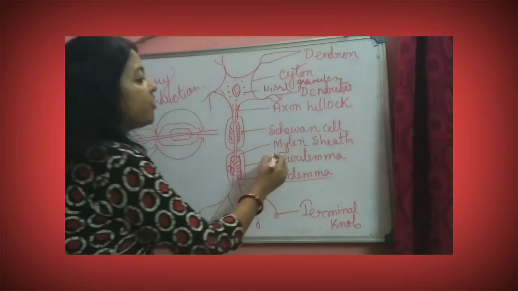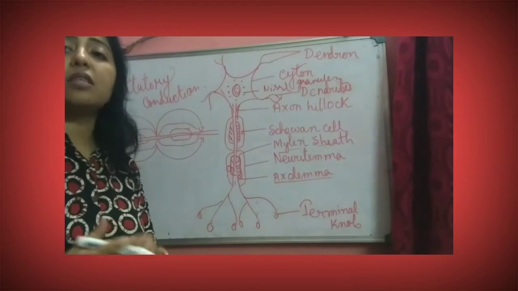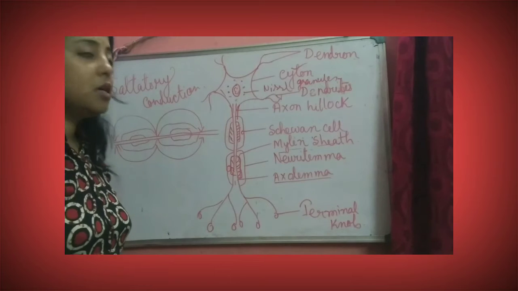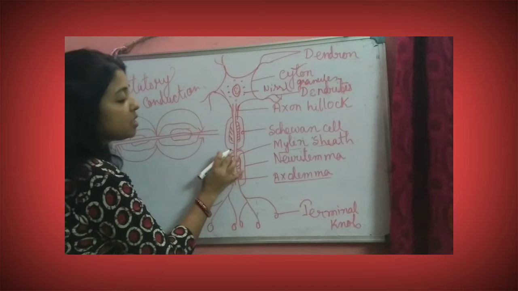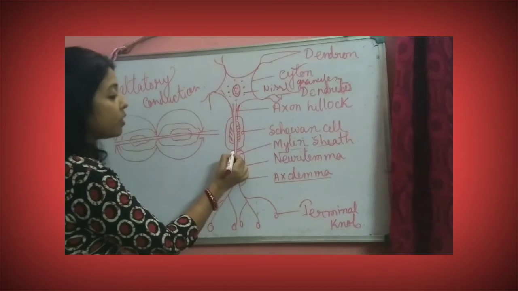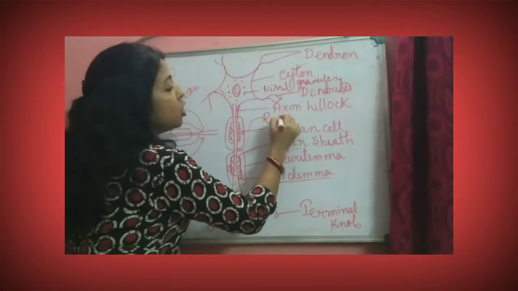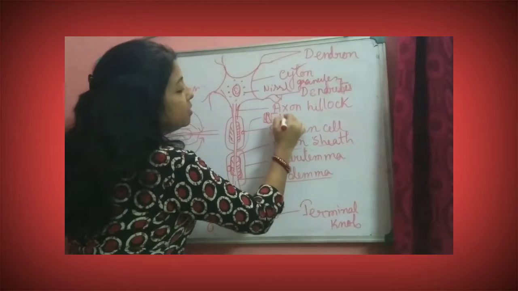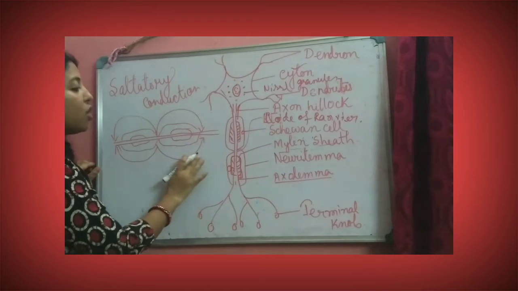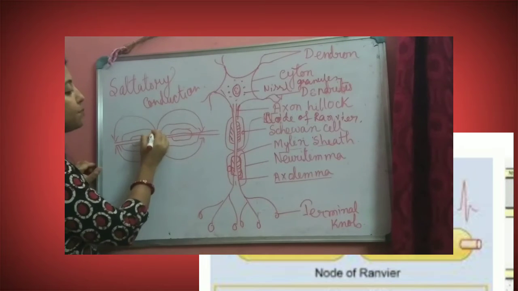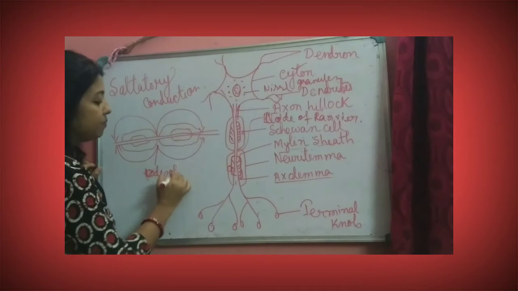So, what is the function of this myelin sheath? It acts as an insulator. It prevents the mixing of nerve impulse. Clear? But here you can see one gap is present. That means here myelin sheath is absent. This part where myelin sheath is absent is known as node of Ranvier. Node of Ranvier. Here I have drawn this picture separately. Here some gaps are present. These are known as nodes of Ranvier.